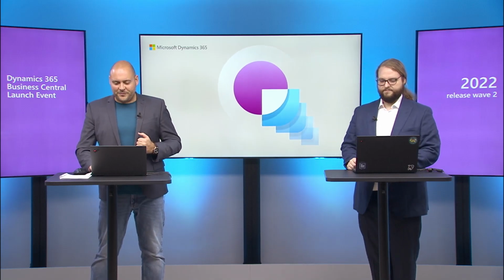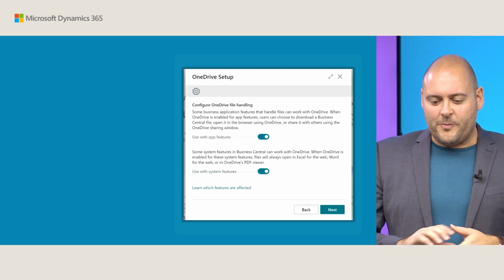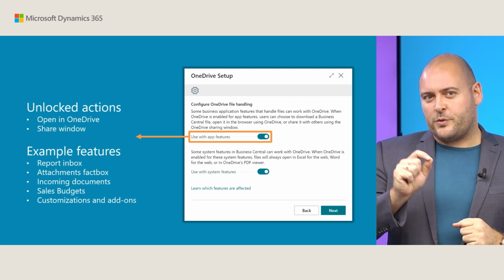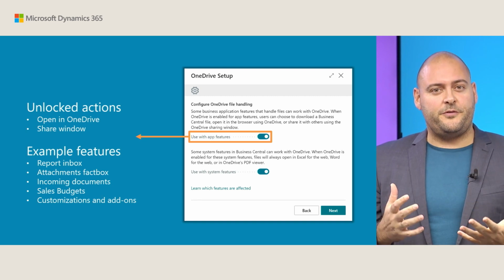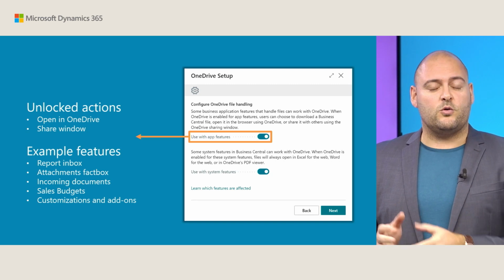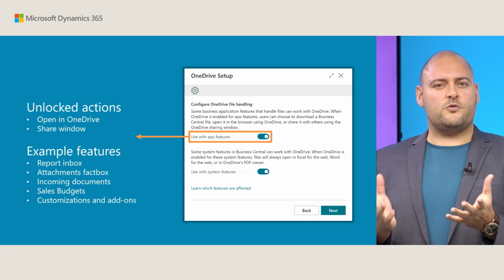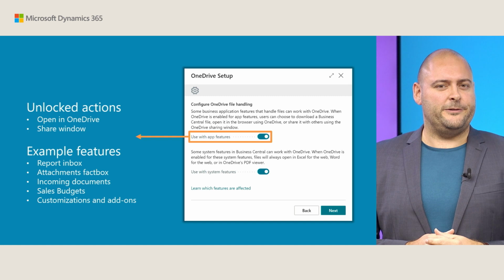Great, Sam. So that's exactly why the OneDrive setup that you showed is actually the path forward. So thanks for enabling OneDrive on this environment. Now, when you turn on that first switch for application features, new actions appear for some of the familiar features that you've already worked with, such as the report inbox, record attachments, incoming documents. Those are all application features that tend to work with a list of files, right?